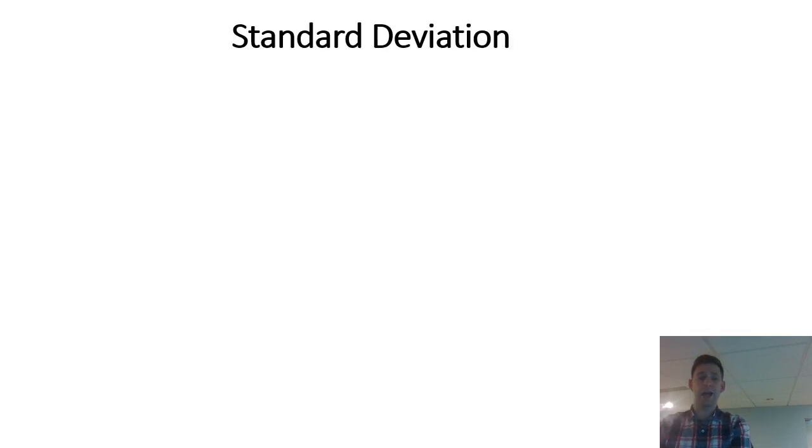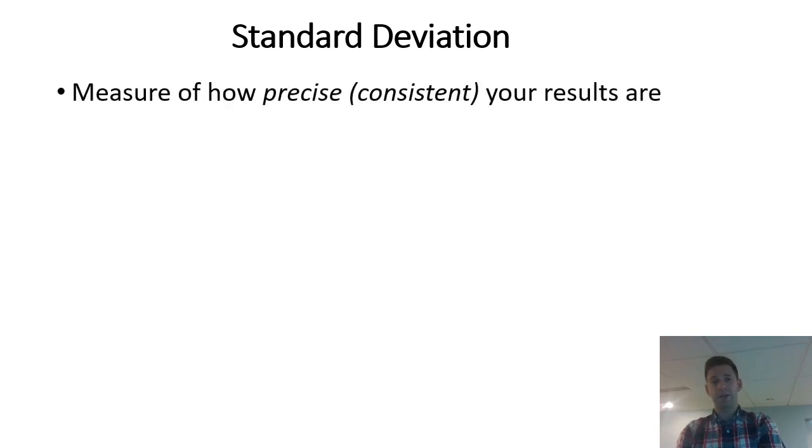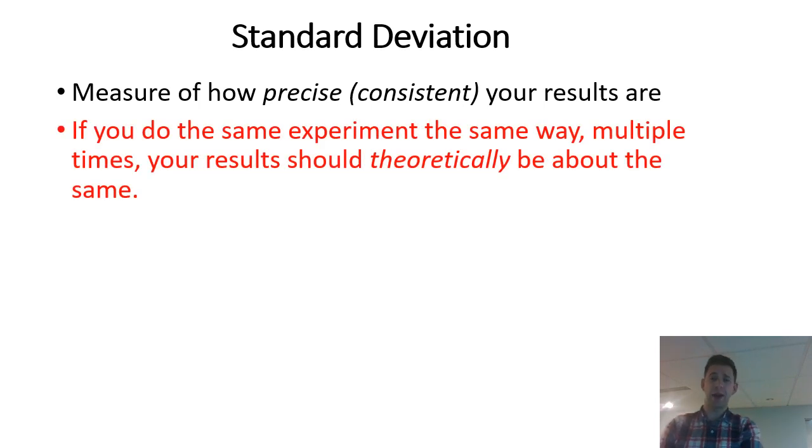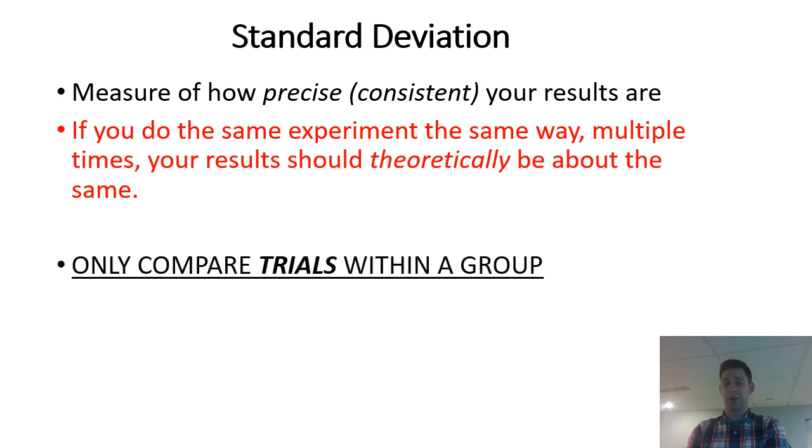All right, and then the last stat that you need to know is standard deviation. This is a measurement of how precise your results are. In other words, it looks at consistency. Theoretically, if you do the same experiment over and over again, it should be fairly similar, and that would give you a low standard deviation.